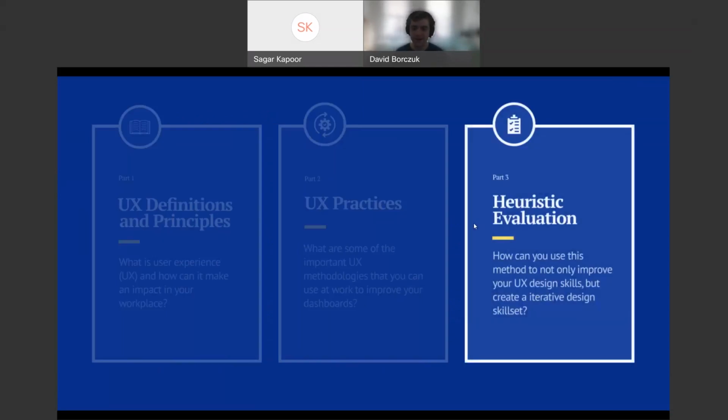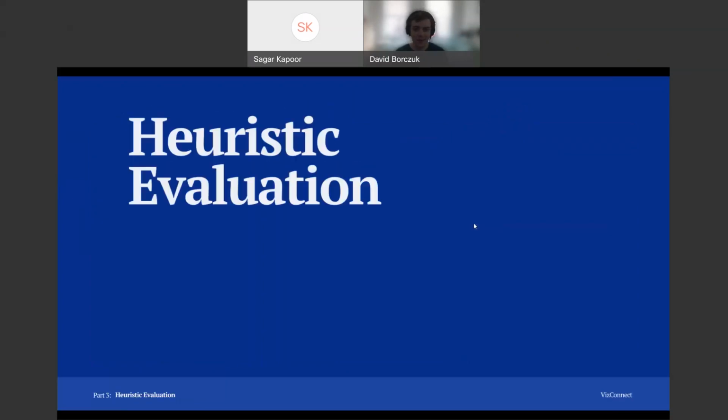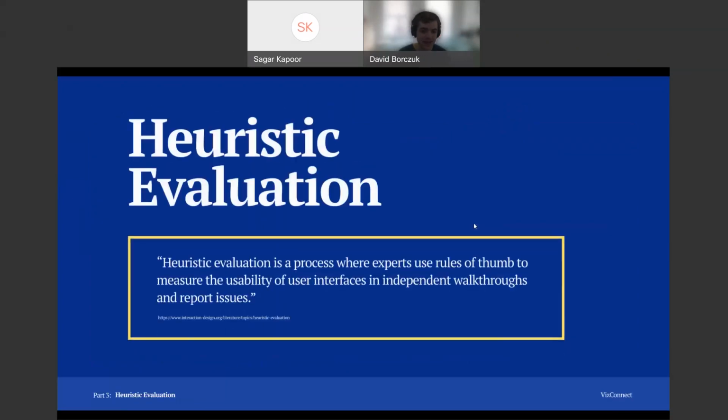Okay, so finally, we are on heuristic evaluation. How can you use this method not only to improve your UX design skills, but create an iterative design skill set? So let's go over what heuristic evaluation is. It's the process where experts use rules of thumb to measure the usability of user interfaces in independent walkthroughs and report issues. So if you don't have the bandwidth to do all of this user testing, at least you can do this heuristic evaluation. You can actually also do heuristic evaluation with your end users, but it's going to be your call on how much time you're going to have to teach them about this process.